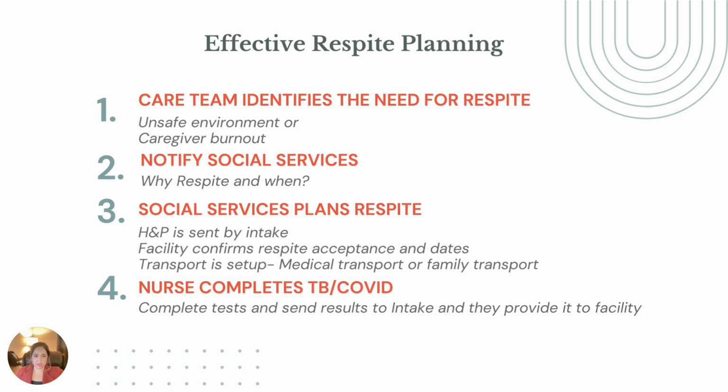So we would say, hey, the patient needs respite on October 20th. Social services is going to say, excellent, I know that they need respite and I know when they need it. Intake is going to say, cool, let me know when you have a place. Social services will say, so-and-so has accepted on October 20th to the 24th with a go home of the 25th. I've set up transport. The family is going to bring them. And intake will say, okay, I've sent the H&P. So this is all going to be tracked and communicated so that everybody can see it.